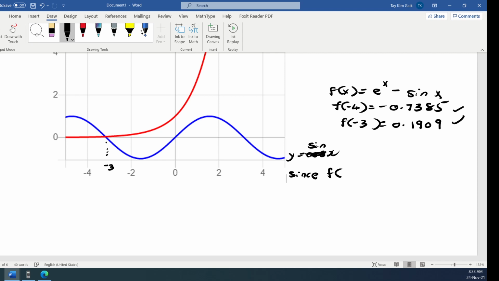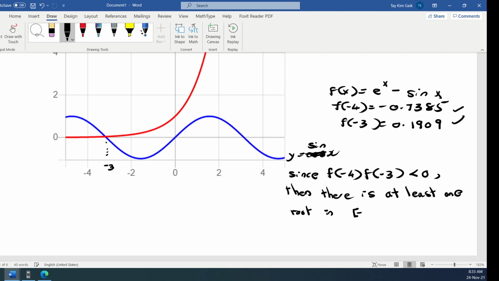Since f(-4) multiplied by f(-3) is negative, according to the intermediate value theorem, there is at least one root in the interval -4 to -3. So we want this statement, prove it in steps 1, 2, 3, and sketch the graph here.